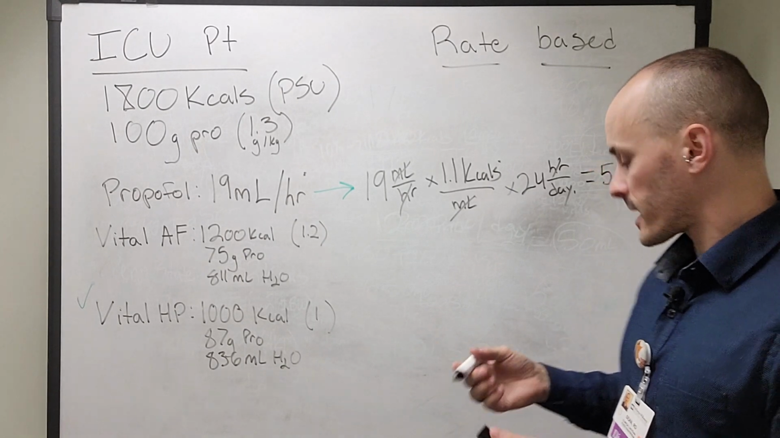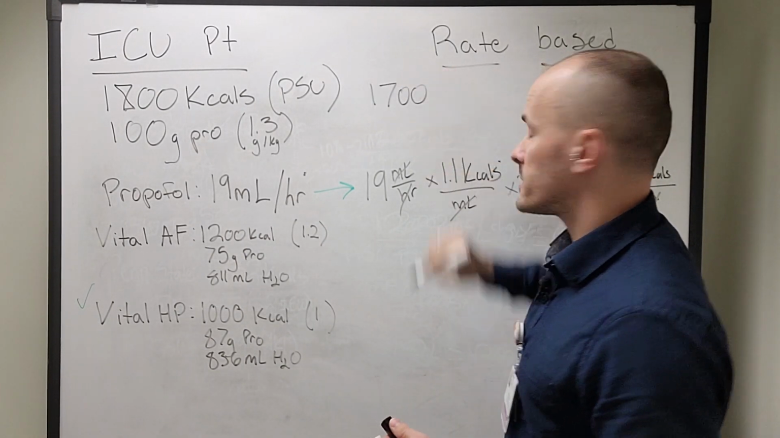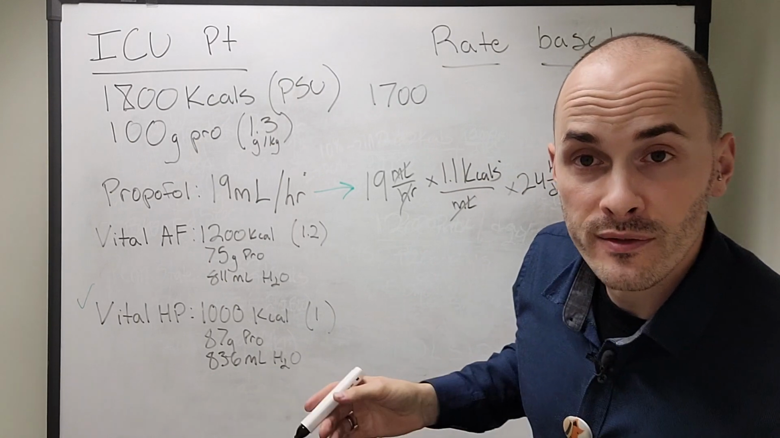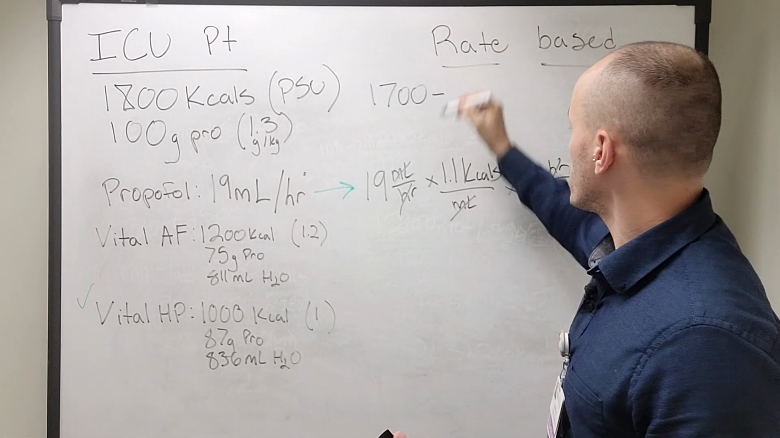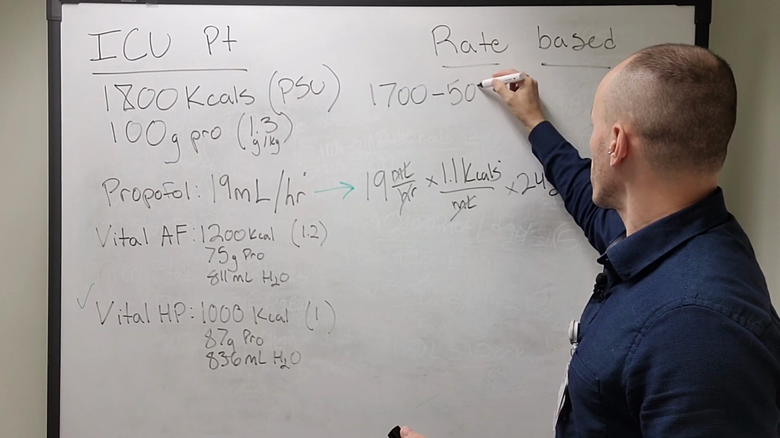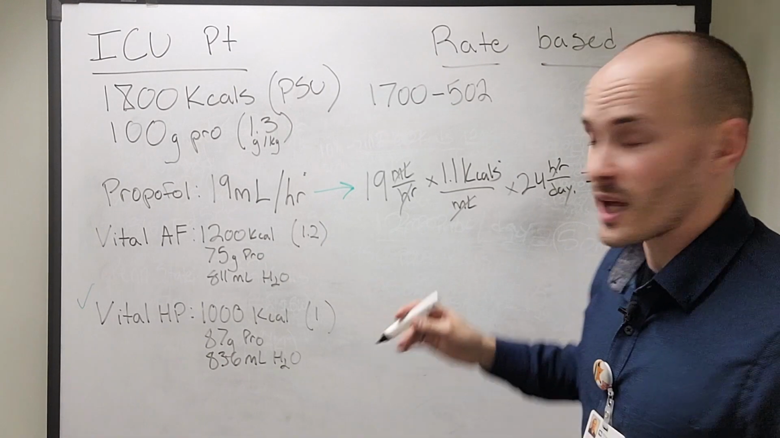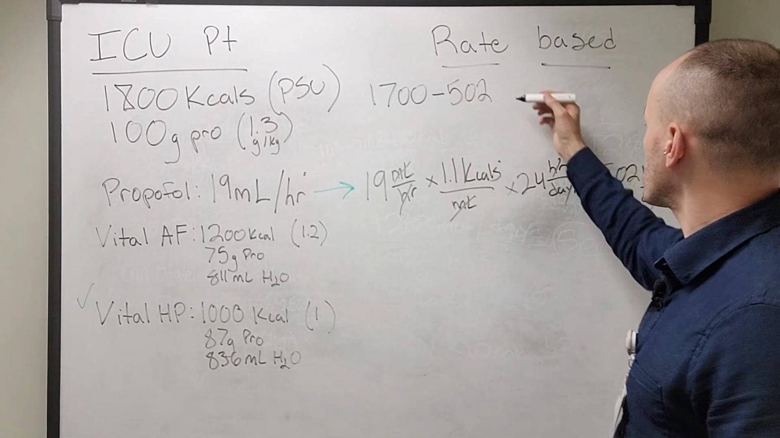So we'll subtract that. They need 1,700 calories. Can we even see that? 1,700 calories. We'll subtract the calories they're getting from Propofol. In the last video, I think I just rounded to 500. Don't do that. Do the actual calories.